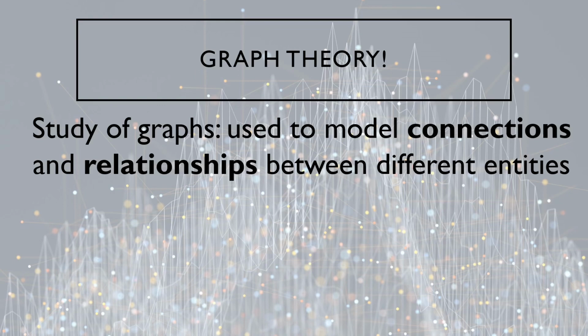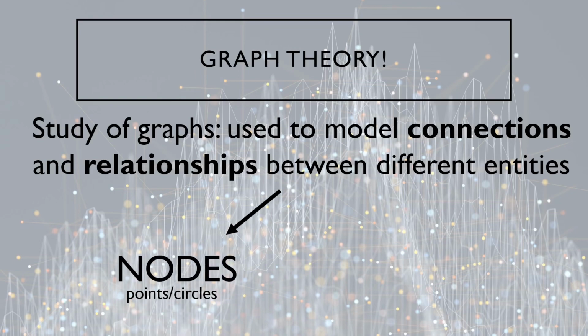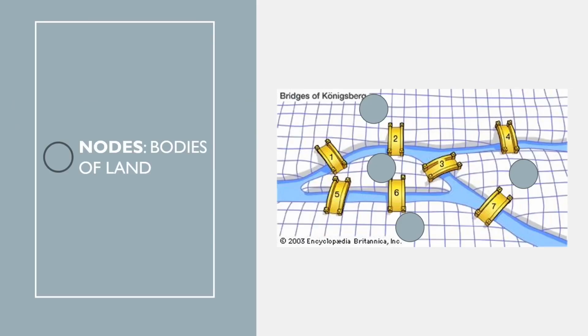But it's not the same type of graph that you would use in algebra. These graphs are made up of nodes, which are the different entities, and edges, which are the relationships between them. Nodes are represented as points, and edges are lines connecting the points. In the previous example, the different bodies of land are the nodes, and the bridges are the edges.